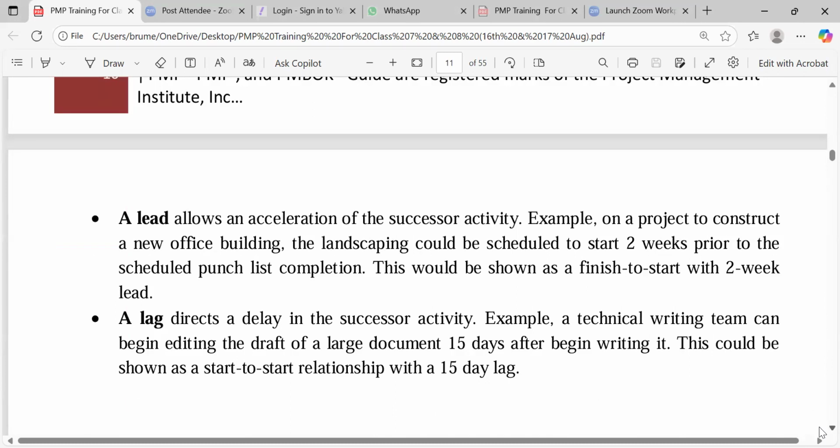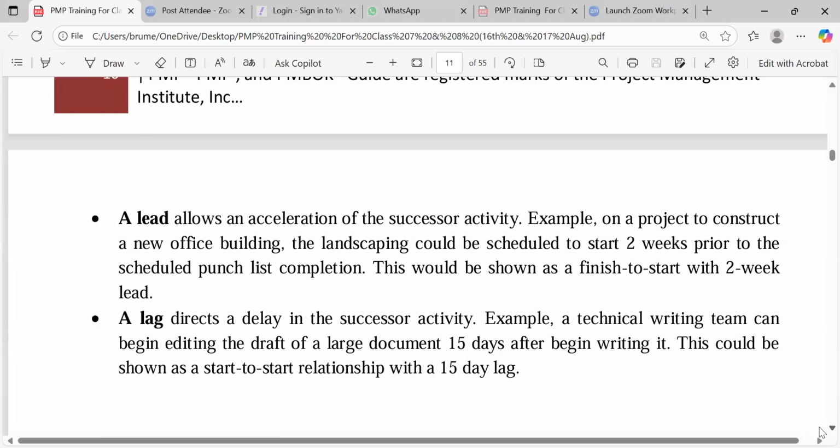Yeah. This brings us to the so-called lead and lag. I need you to pay attention here. A lead allows an acceleration of the successor activity. Example, on a project to construct a new office building, the landscaping could be scheduled to start 2 weeks prior to the scheduled punch list completion.